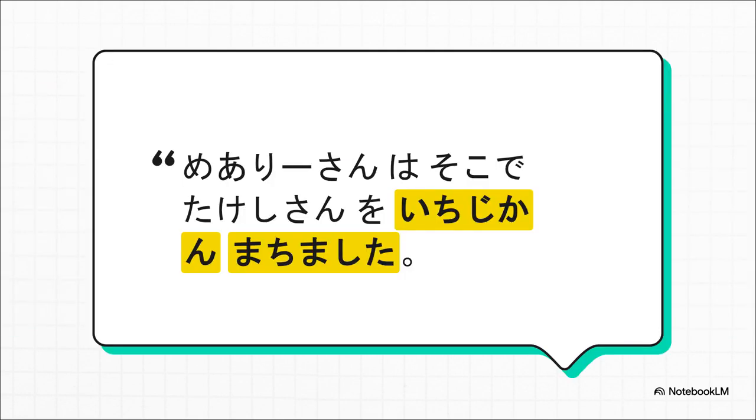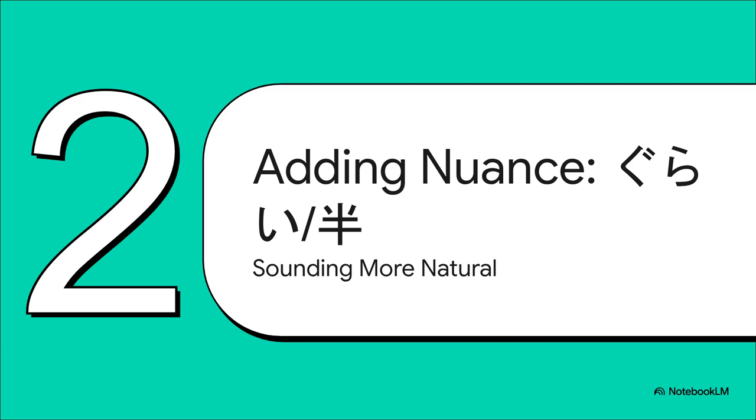Let's see it in the wild. Check out this sentence. Mary-san wa, Takeshi-san o, ichijikan machimashita. We can clearly see Mary as the subject, Takeshi is the object, and then, boom, there it is. Ichijikan machimashita. Waited for 1 hour. It just slots perfectly into that formula we just looked at. It's like a puzzle piece clicking right into place. Awesome. You've got the basic rule down.